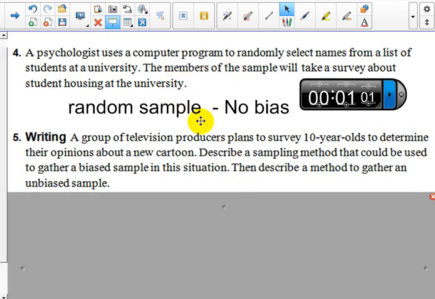I'll go ahead and read it. A group of television producers plans to survey 10-year-olds to determine their opinions about a new cartoon. Describe a sampling method that could be used to gather a biased sample in the situation. Then describe a method to gather unbiased sample. So show a question that would be biased and show a question that would be unbiased. Okay, and I'm going to give you 2 minutes.